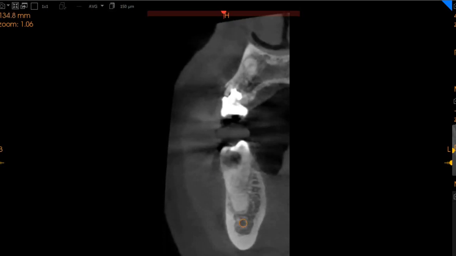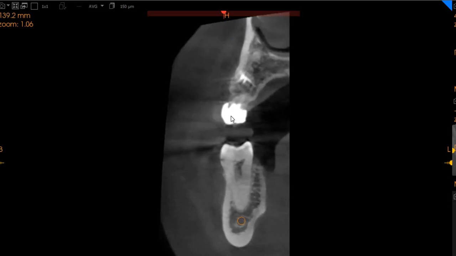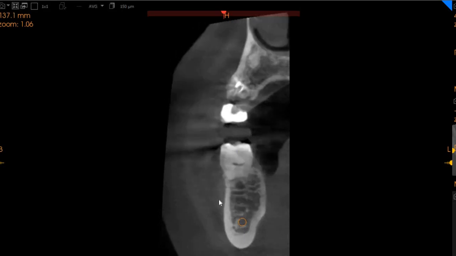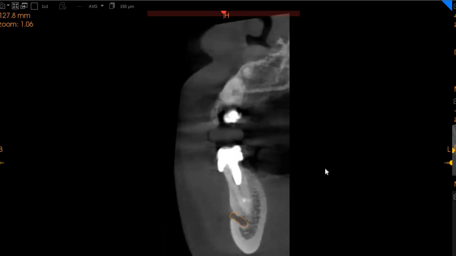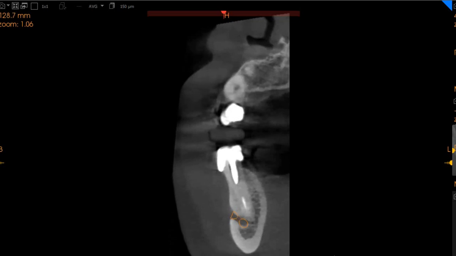So this has 2 canals in the mesial and has 2 canals, or initially 2 canals which join to form 1 canal in the distal. The approximate working length in the distal is 22 millimeters, and the approximate working length in the mesial is approximately 21.4 millimeters. So the lower left 5 is doing well, has a post, no periapical radiolucency.